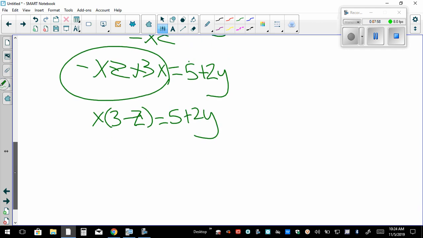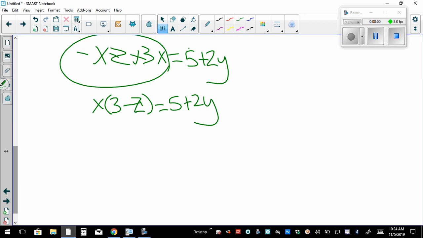You understand that piece right there? If you distribute that x back across, x times 3 is 3x, and x times z is negative xz. So this is a positive 3, and this is a negative z. You factored out an x.